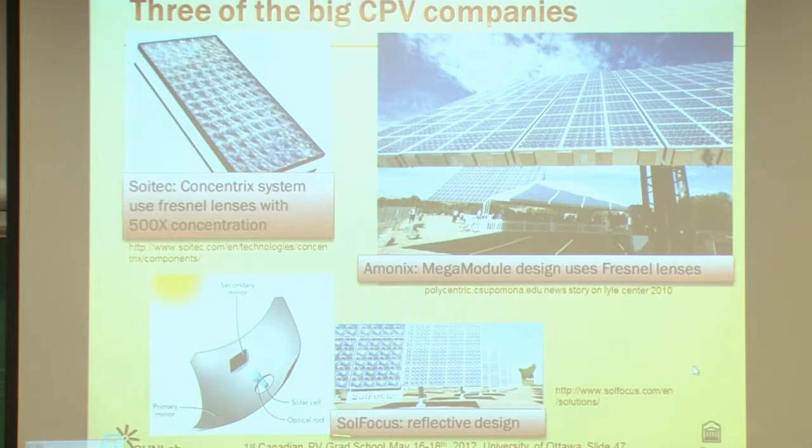These are a bit smaller. The SolFocus is a double bounce reflective design. Primary mirror focuses light to a secondary mirror, which focuses down onto the cell. All these companies have megawatt size installations and pilot plants going into the ground at the moment.